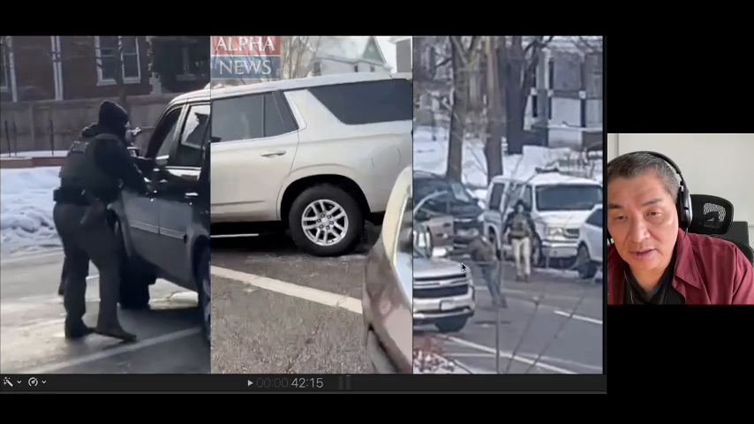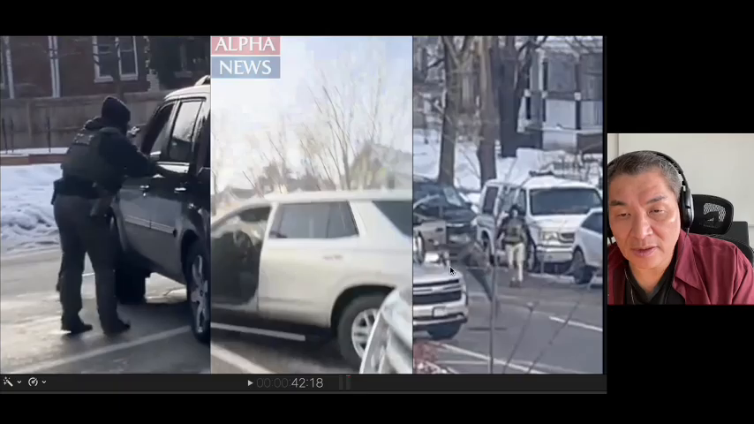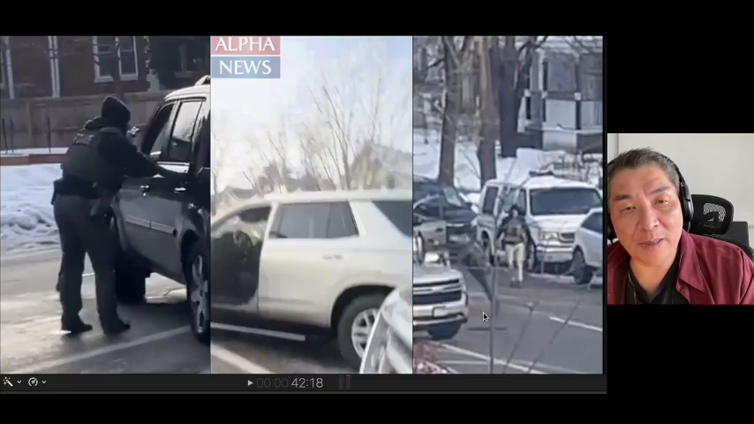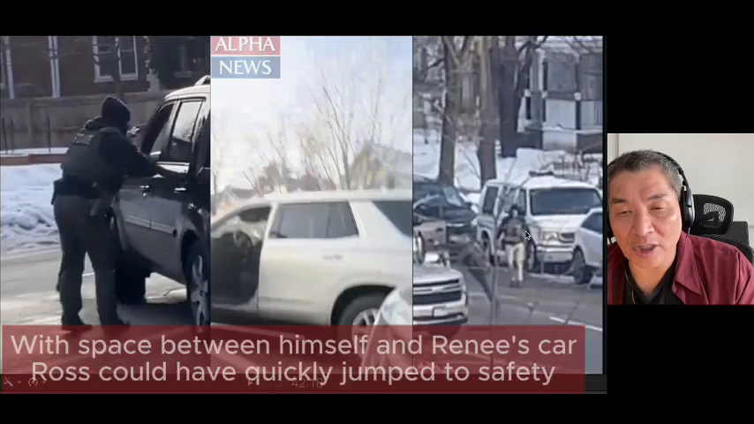And let's look. Okay, there's the car. It actually looks at this point that his left hand is on the car as it's moving close to him. Right there. He's still leaned forward, pointing the gun at the windshield. And look at all this space, which now begs the question: if there's this much space and his hand is on the car, why didn't he just jump to the right?